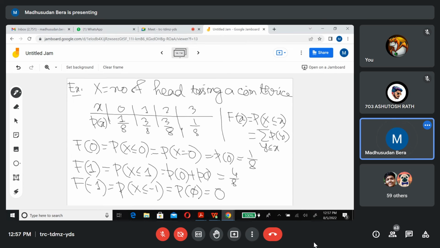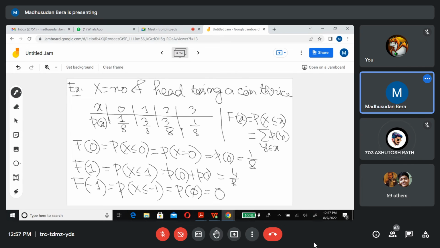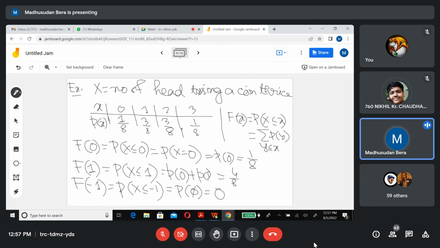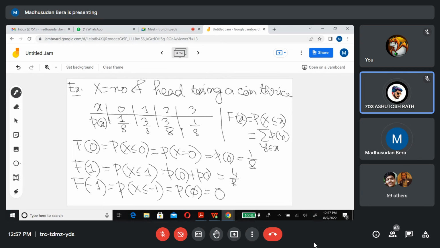F of minus 1 is 0. What will be F of minus 2? 0. F of minus 0.5? Basically 0. Before the left-hand point, all values are 0. Correct or not? Okay.